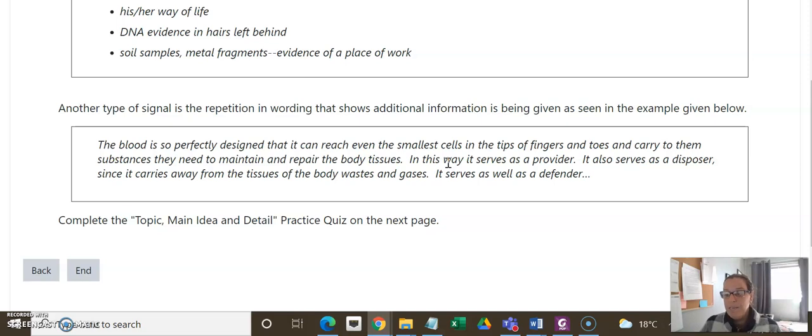Hey, here's a bunch of reasons for why my main idea is my main idea. So in this case, I have serves as a, serves as a, serves as a. So these are all giving examples to help support the main idea.